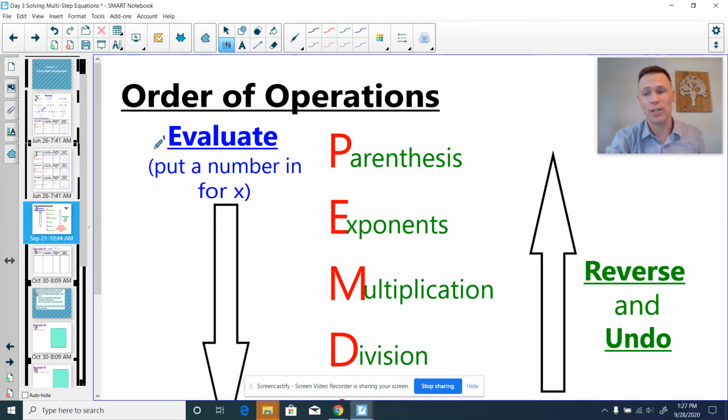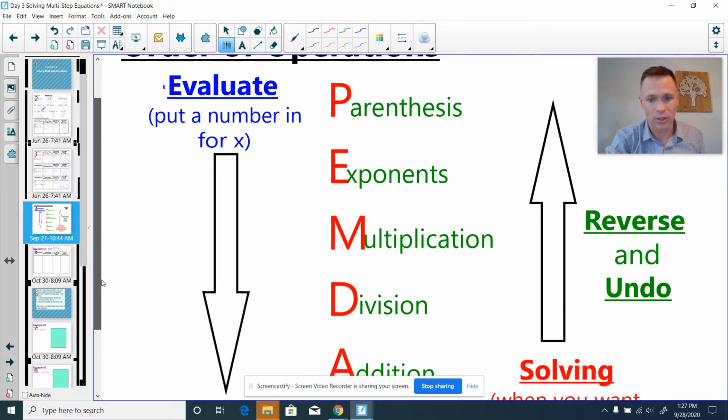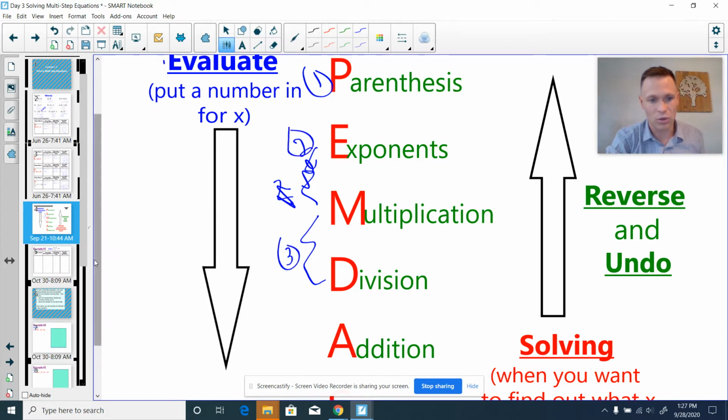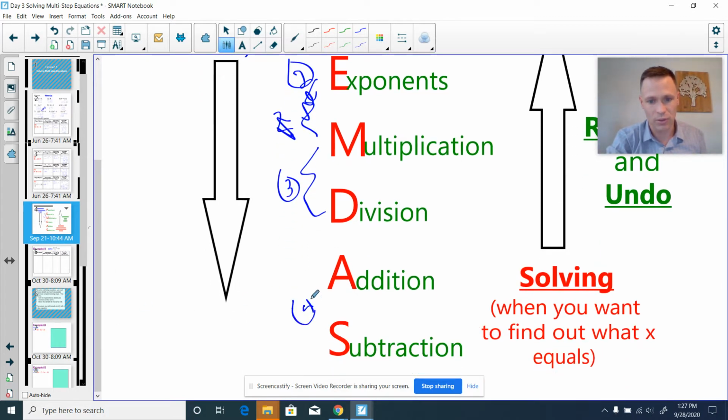and they are not equations, no equal signs, right? We use the order of operations in order to decide what to do first, second, and last, right? So first we did parentheses, then we did exponents, and then we did multiplication and division third, and then we did addition and subtraction last. So that was the order of operations.